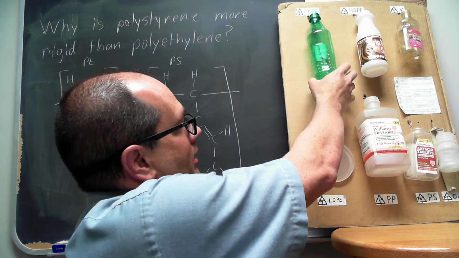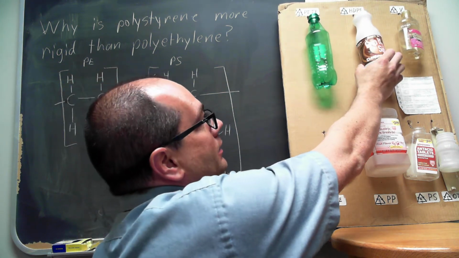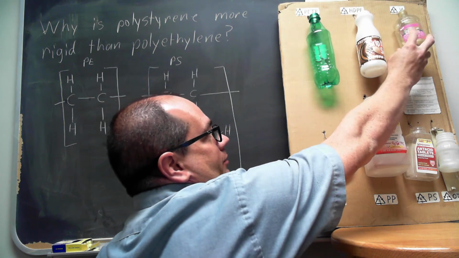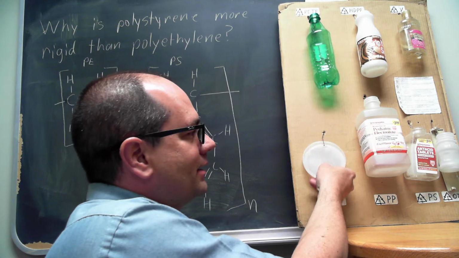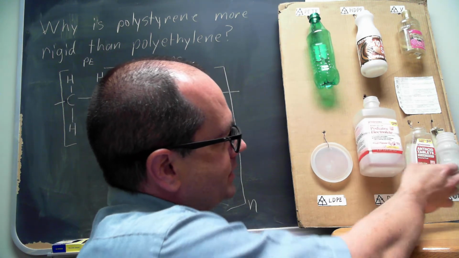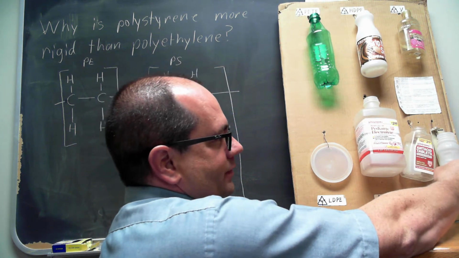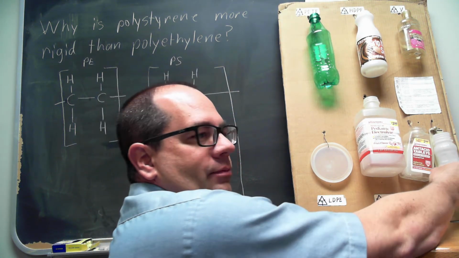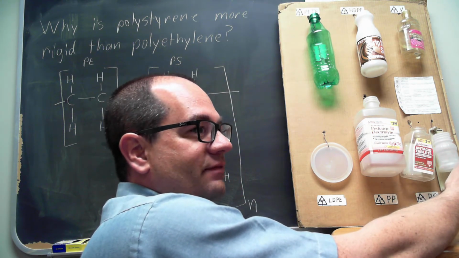Number 1, polyethylene terephthalate. Number 2, high density polyethylene. Number 3, sample of polyvinyl chloride. 4, a sample of low density polyethylene. 5, sample of polypropylene. 6, sample of polystyrene. And 7, various other polymers, and they are all lumped under recycling code of 7.